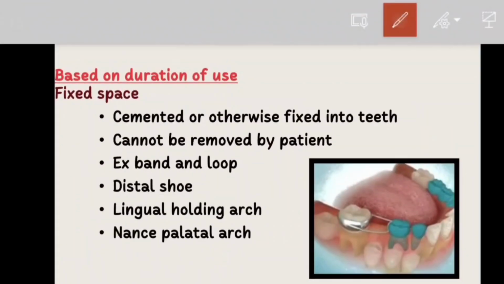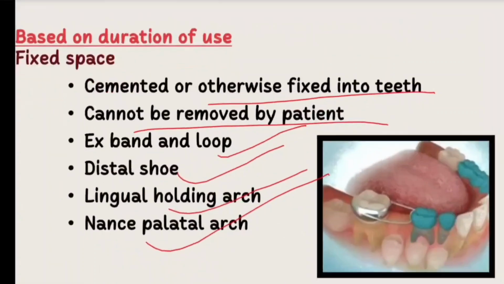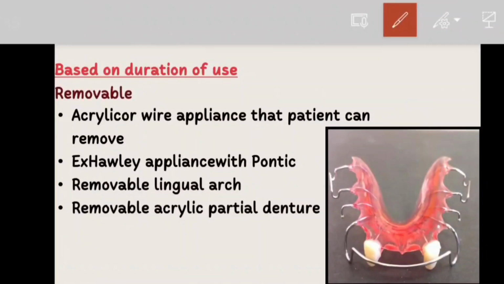Now based on the duration of use, the first one is the fixed appliance. It is cemented or otherwise fixed onto the tooth, and cannot be removed by the patient. Examples are band and loop, distal shoe, lingual holding arch and Nance palatal arch. Which type depends less on patient cooperation, fixed or removable? That is the fixed appliance. Excellent.